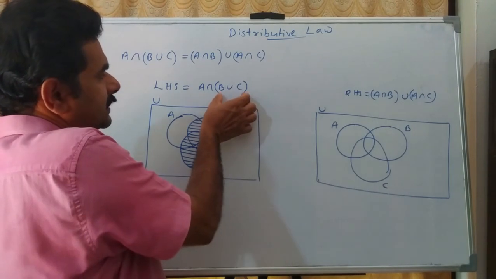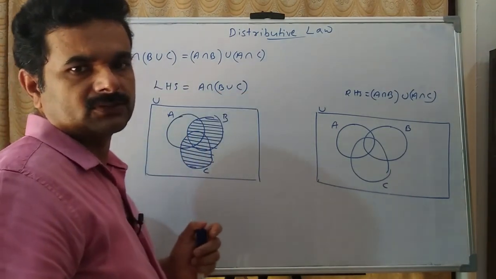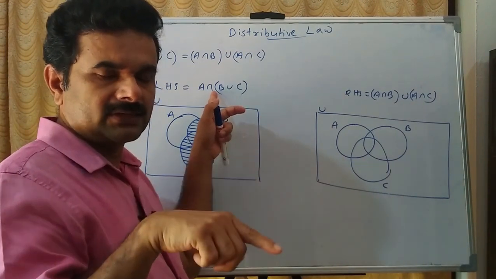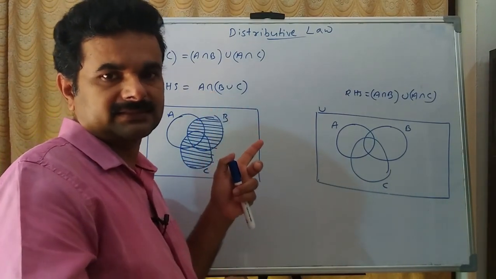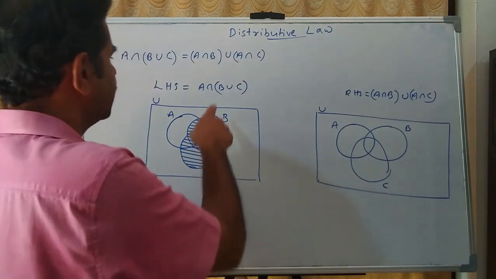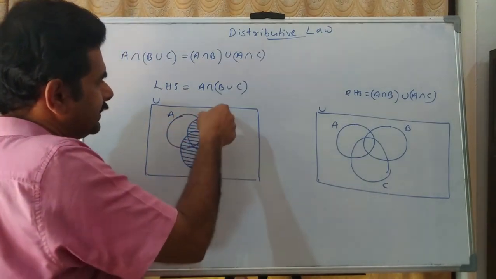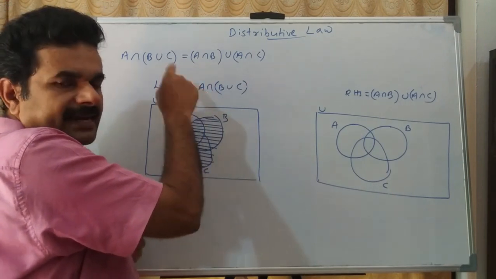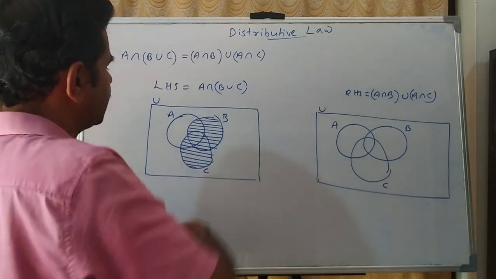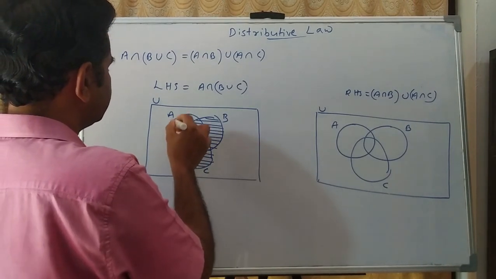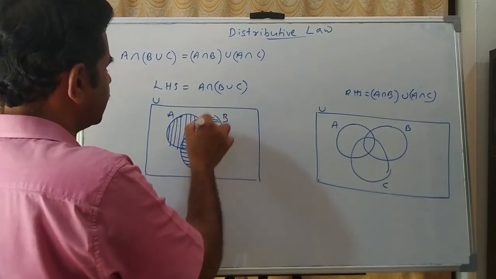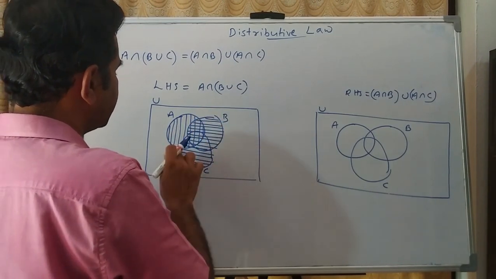Then its intersection with A. Here the operation is intersection, so we have to use another shading. It is very compulsory. So for the intersection with A, complete A is shaded by using vertical lines.